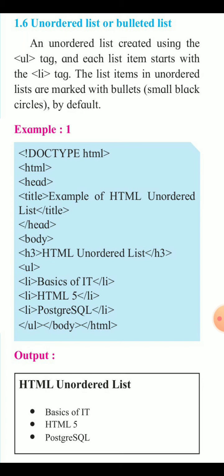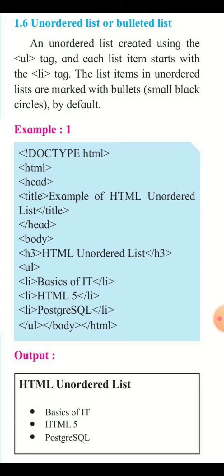See this example, the title is HTML unordered list, and the different items we have taken in the list item tag, that is the LI tag: basics of IT, HTML5, PostgreSQL. So these three items will be displayed with bullets.